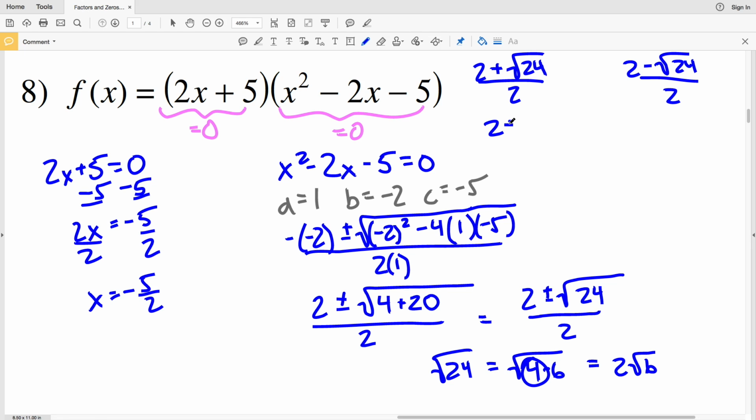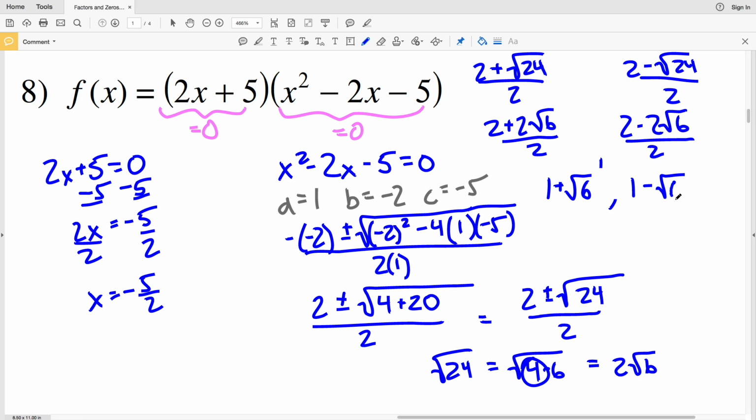So I'll have 2 plus 2 times the square root of 6 over 2, and 2 minus 2 times the square root of 6 over 2. And note that in both of these, 2 over 2 is 1, so I'll have 1 plus 2 times the square root of 6 over 2, which is 1 times the square root of 6, or simply the square root of 6. And in my second solution, 2 over 2 is 1, and I'm subtracting 2 times the square root of 6 over 2, which is 1 times the square root of 6, which is the square root of 6.